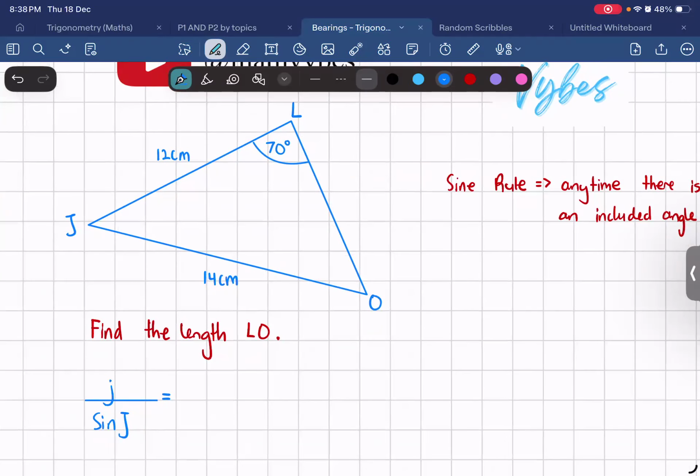Somebody tell me, what would the next term be? I promise it isn't as tricky as you think. Okay, I'll give you a hint. The l over sine L. Yeah. And what do you think the last one will be? Next person. o over sine O. Yes.